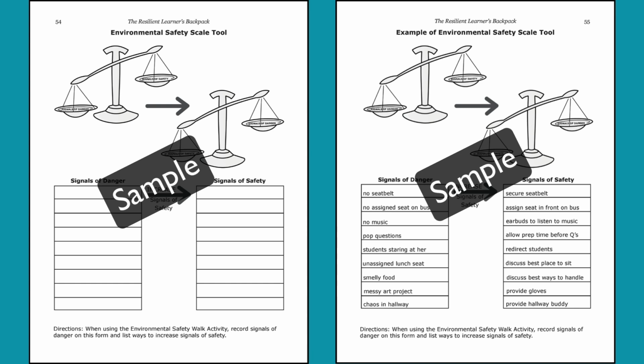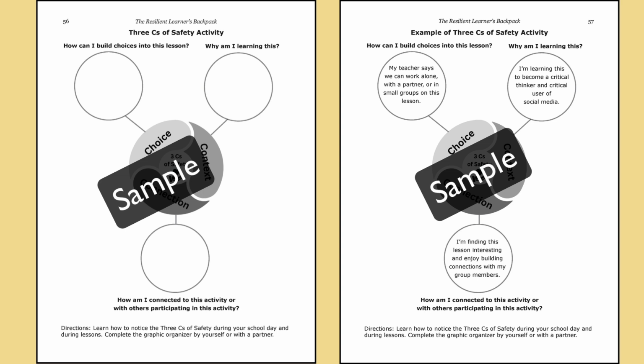The 3 C's of safety activity is something that you can do with students, and it's a way to just confirm that you have some of the safety elements in place generally during activities. So one of the examples here is for choice. My teacher says we can work alone, with a partner, or in small groups on this lesson. For context, I'm learning this to become a critical thinker and critical user of social media.